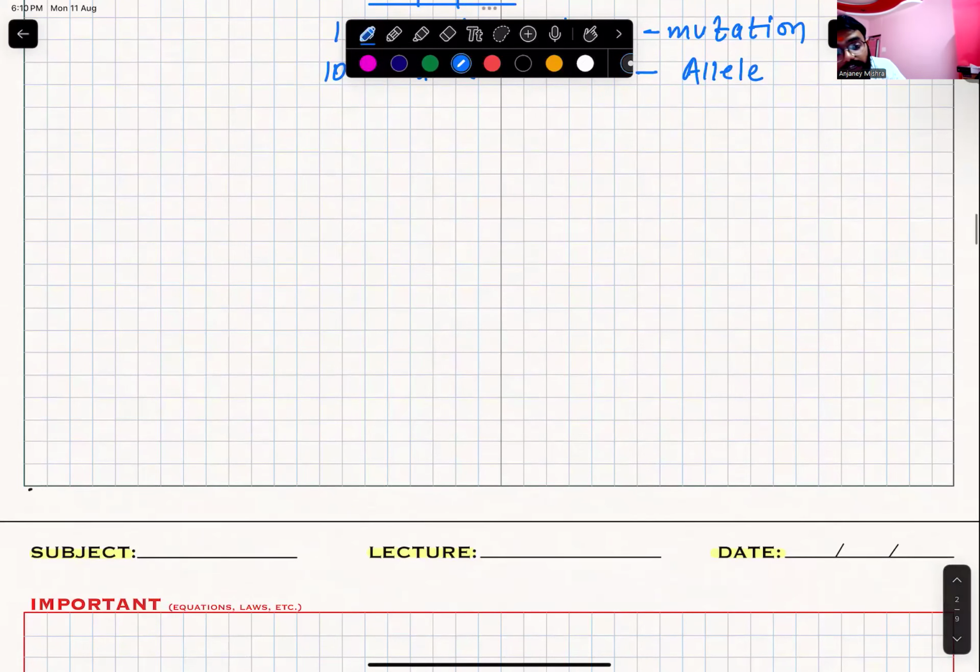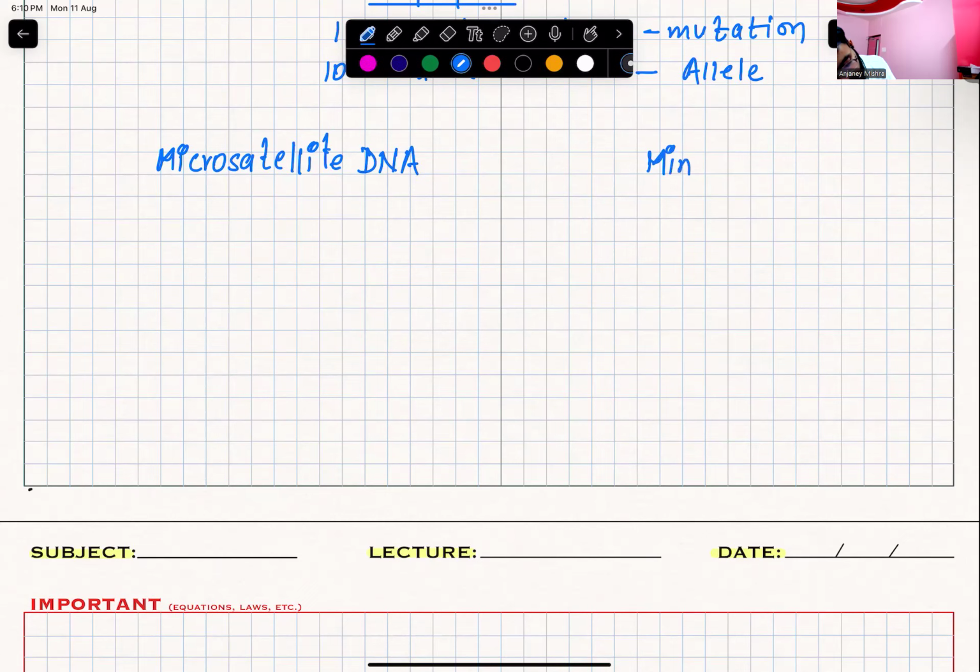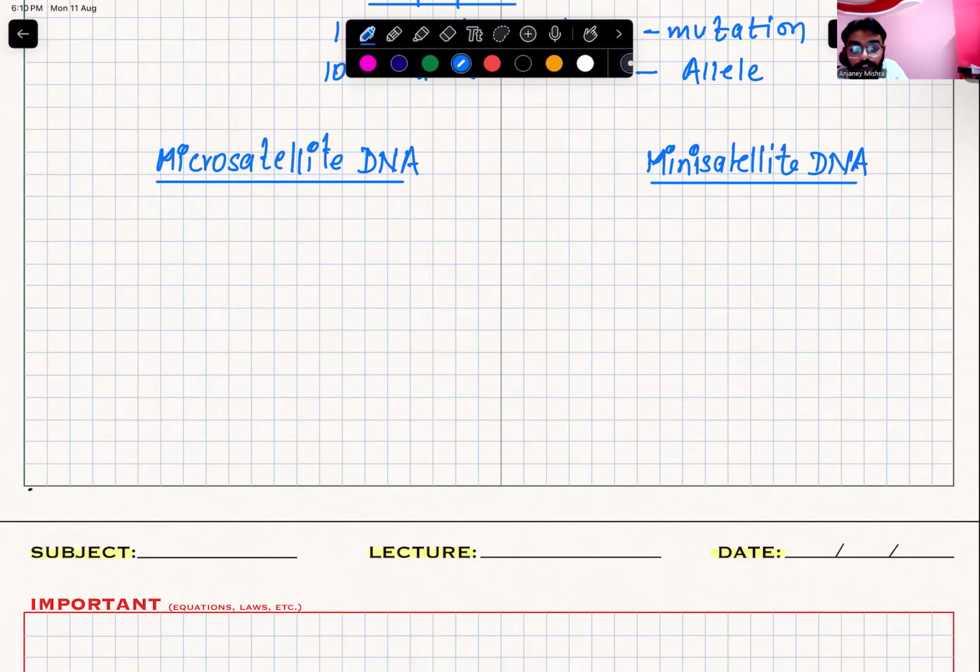Now, there are two types of satellite. There is something called microsatellite DNA, and there is something called minisatellite DNA. Now, in microsatellite, the repeating unit is somewhere around 4 to 6 bases, or 2 to 6 bases. Repeating unit.